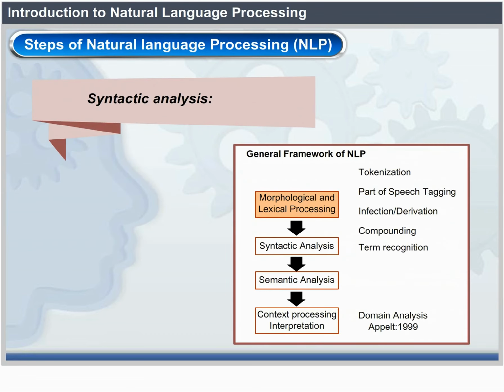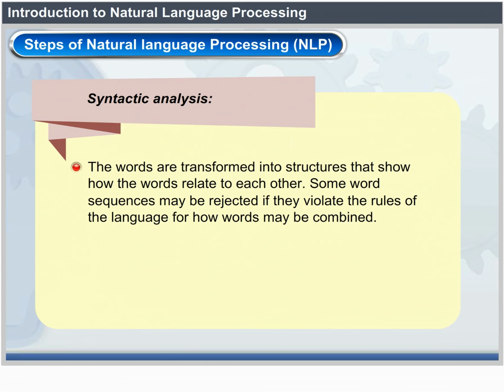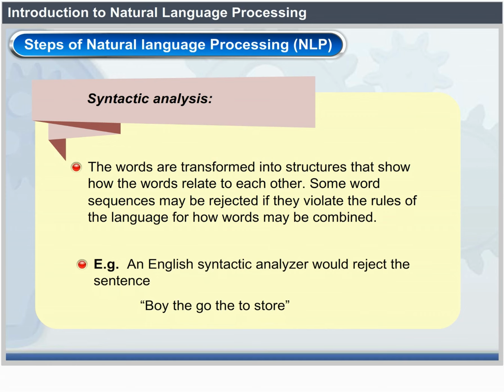Syntactic analysis. Here, the focus is on how words come together to make a sentence, and on the analysis of words in a sentence to find out the grammatical function and structure of the sentence. The words are transformed into structures that show how the words relate to each other. Some word sequences may be rejected if they violate the rules of the language for how words may be combined. Example: an English syntactic analyzer would reject the sentence "boy, the go, the toe, store."